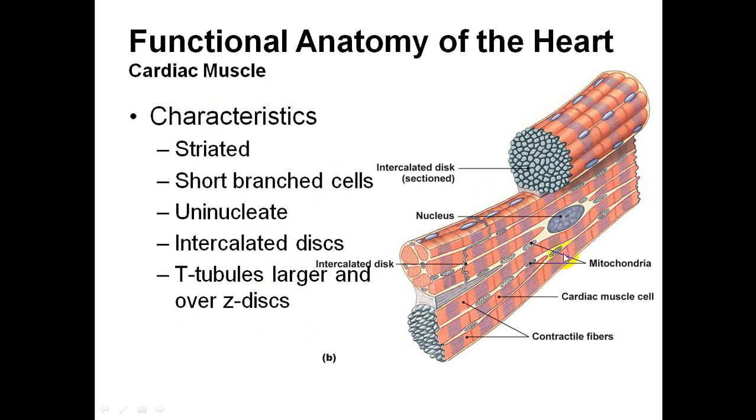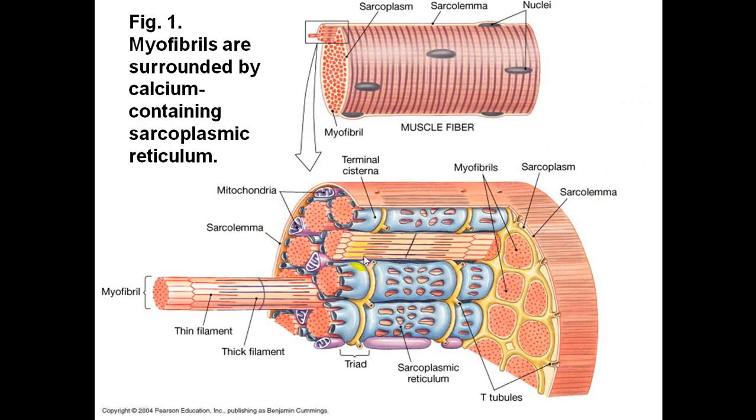This is a mitochondria and the nucleus, and these are the contractile fibers and the contractile unit called the sarcomere. These are the myofibrils, and they are surrounded by calcium-containing sarcoplasmic reticulum. I will discuss the thick and thin filaments and the sliding theory, like in skeletal muscle, when we study it.